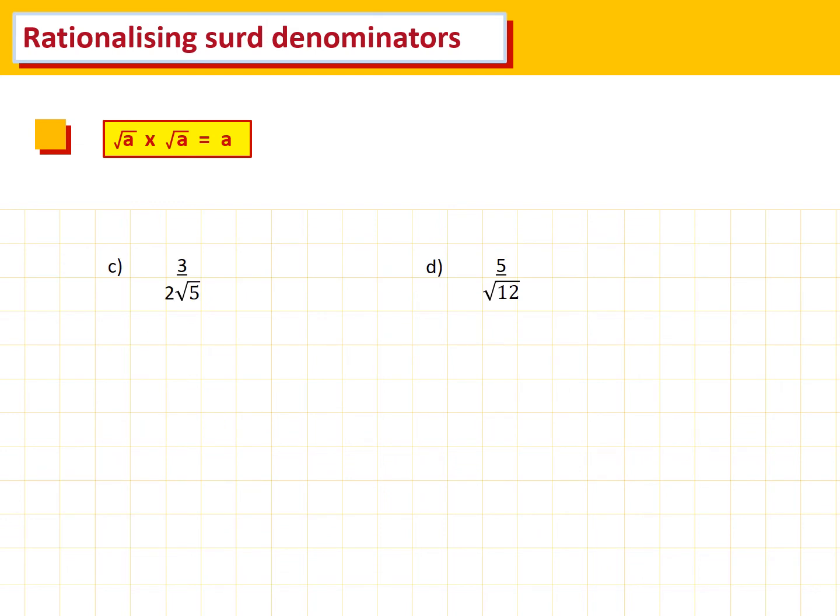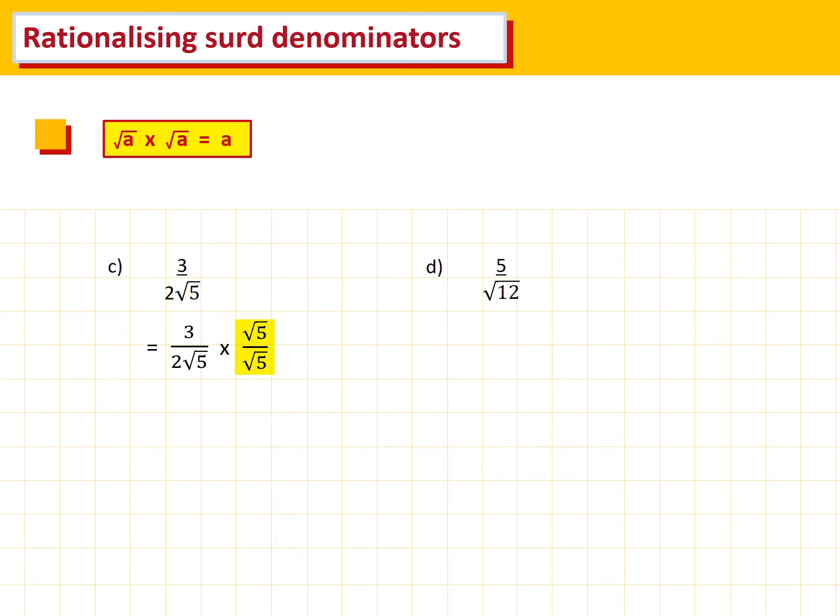Here are two more examples. In part C, we focus on the root 5 in the denominator. We need to make that rational, and to do that we multiply by root 5 over root 5. Remember, root 5 over root 5 is 1, so we're not changing its value.